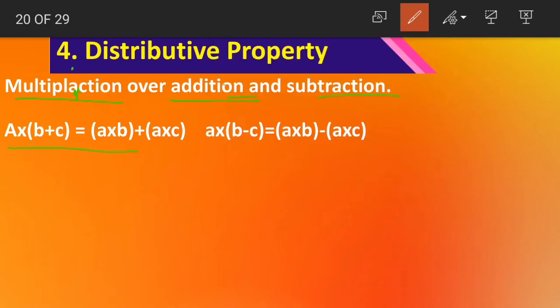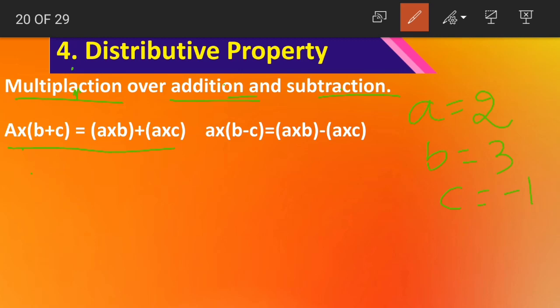First condition is multiplication over addition. Let us take three integers. Again, a is equal to 2, b is equal to 3, c is equal to minus 1. Okay class? a is equal to 2, b is equal to 3, c is equal to minus 1.